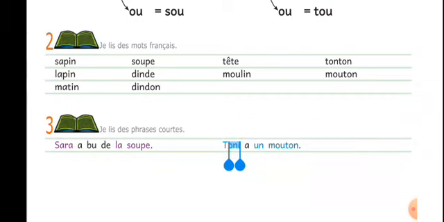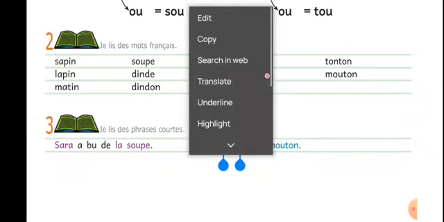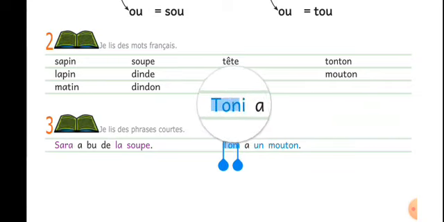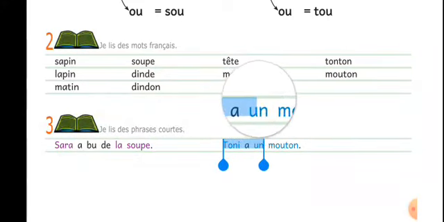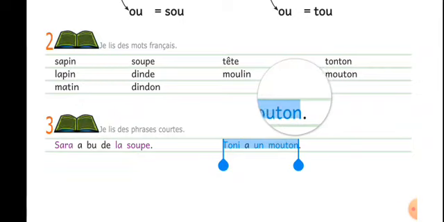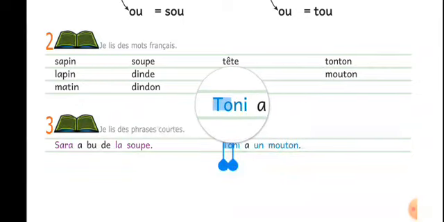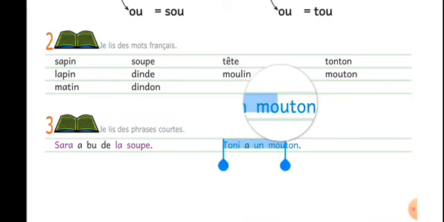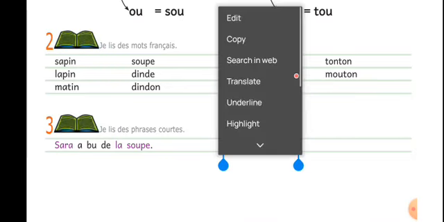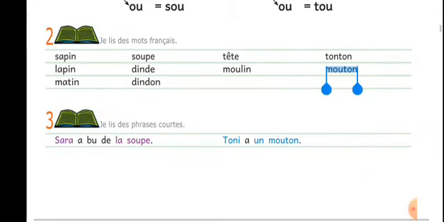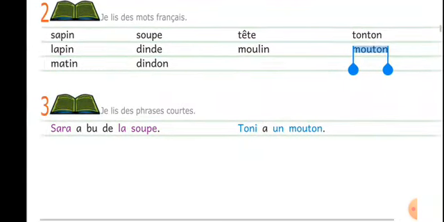We're here. How do you read this? Tony a un mouton. Again. Tony a un mouton. Excellent. And of course, we already mentioned mouton above here, so you should definitely understand at least what mouton means in the sentence. So can you guess? Can you remember?